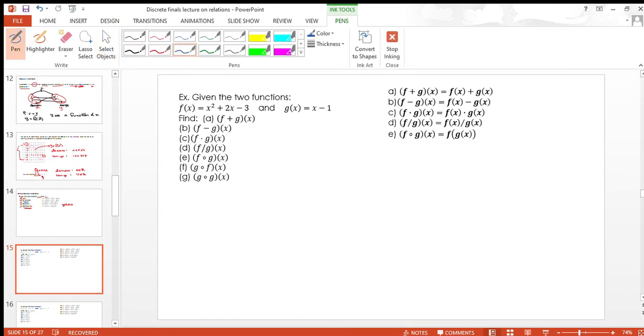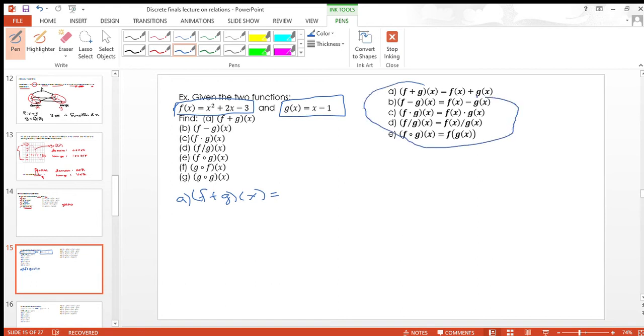So, first example, if f of x is x squared plus 2x minus 3 and g of x is x minus 1, find the following. Letter A. Find the value of f plus g of x. So I have intentionally included here our formula. So f plus g of x by definition is just f of x plus g of x.